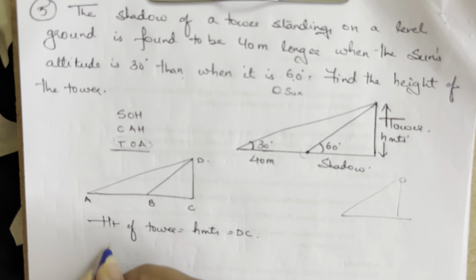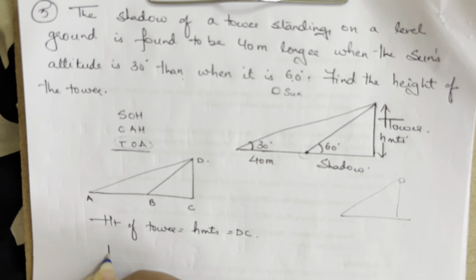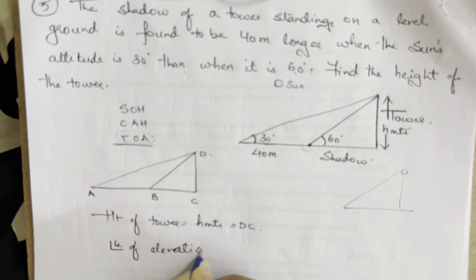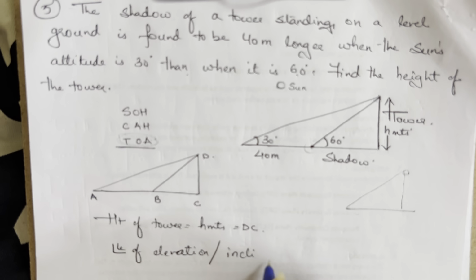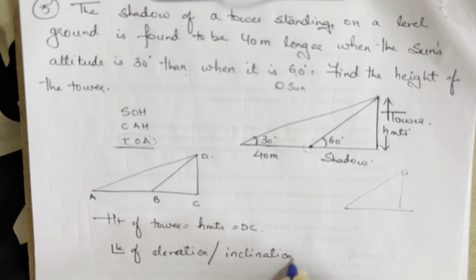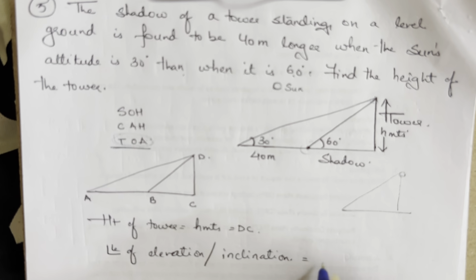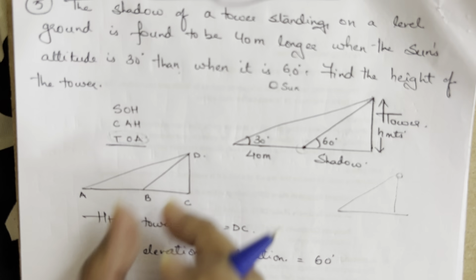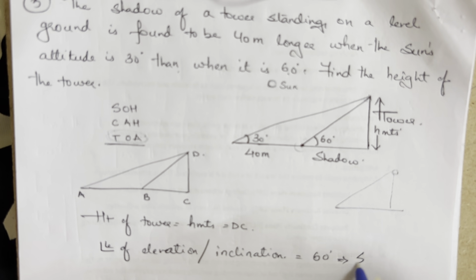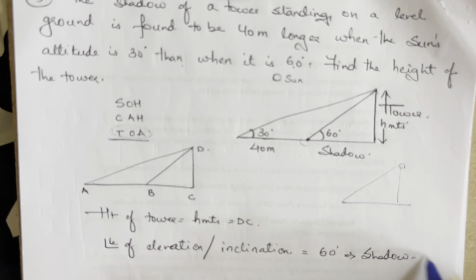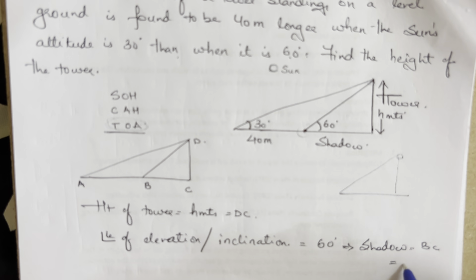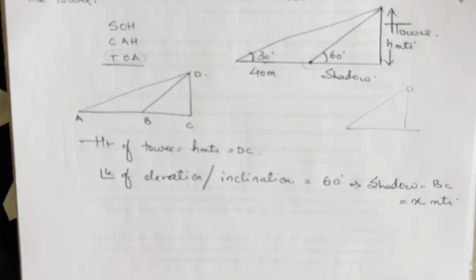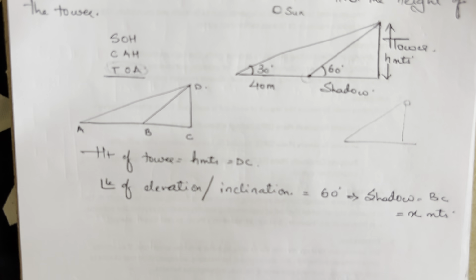Angle of elevation, there's another name for it, which is also called inclination. Angle of inclination is also going to be 60 degrees. When it is 60 degrees, do I know the length of the shadow? Implies shadow is equal to BC, which I do not know, so I'll write it as x meters. Height we are taking as h meters, so distance we'll take as x.